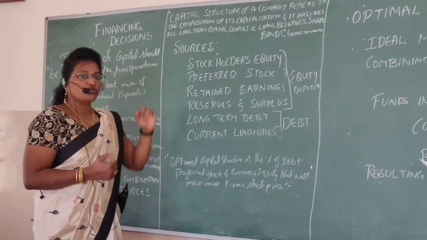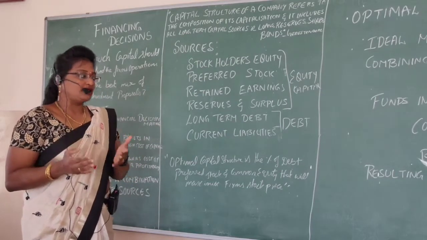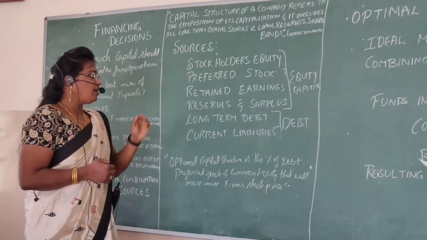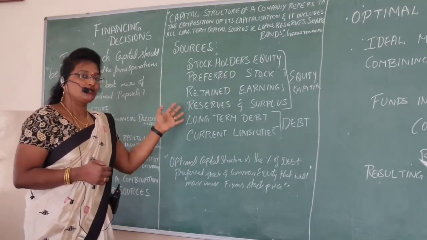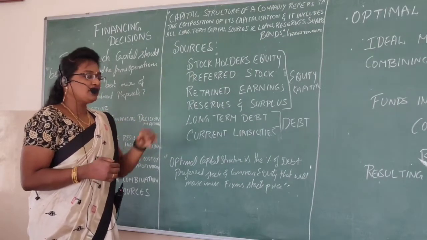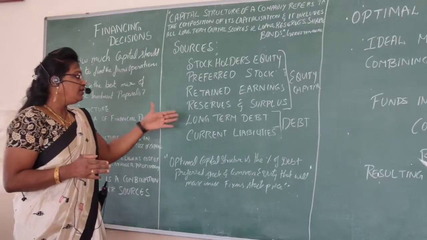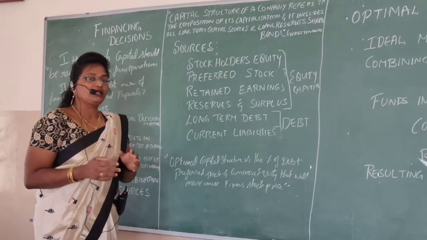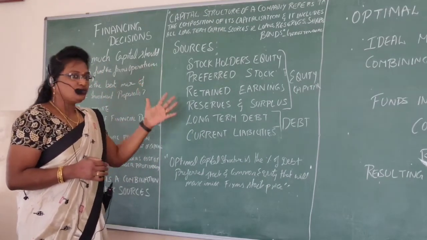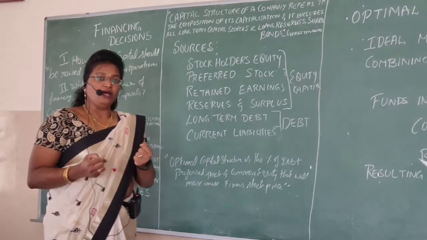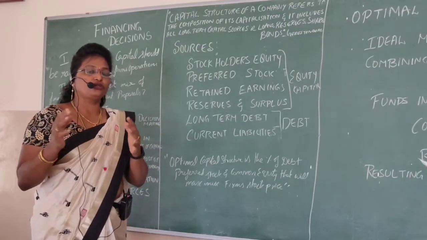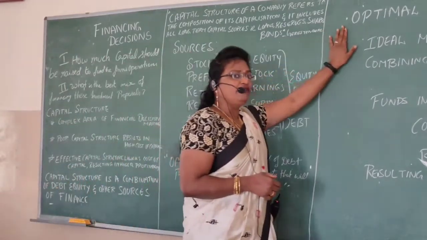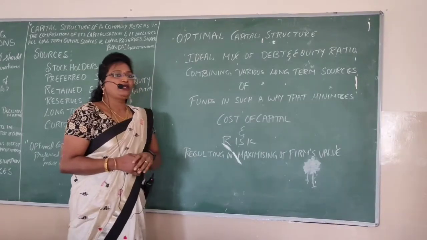We can get capital from stockholders' equity, that is equity shares. Next we have preferred stock, that is preference shares. Apart from that, we have retained earnings, reserves and surplus. All these four are connected with equity capital, and the remaining two, long-term debt and current liabilities, are named debt capital. These are the sources of money to start or expand a business. And there is something very important to focus on: optimal capital structure.